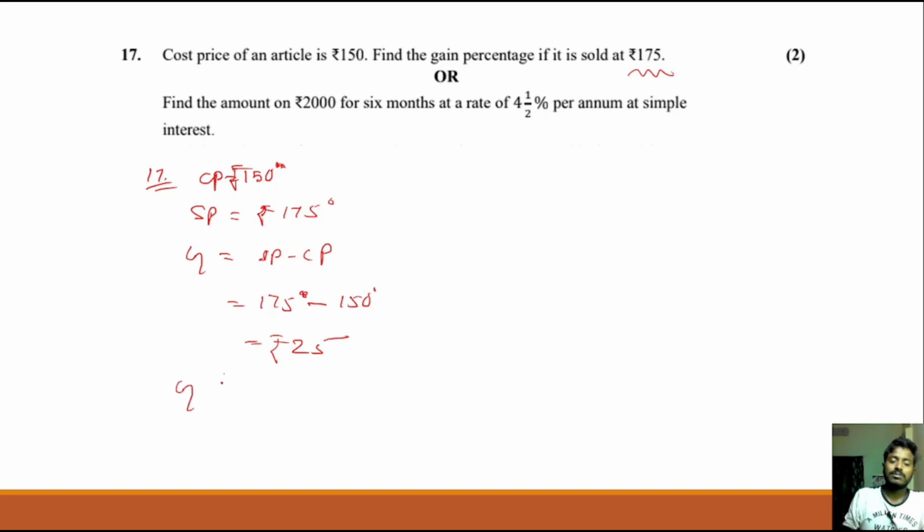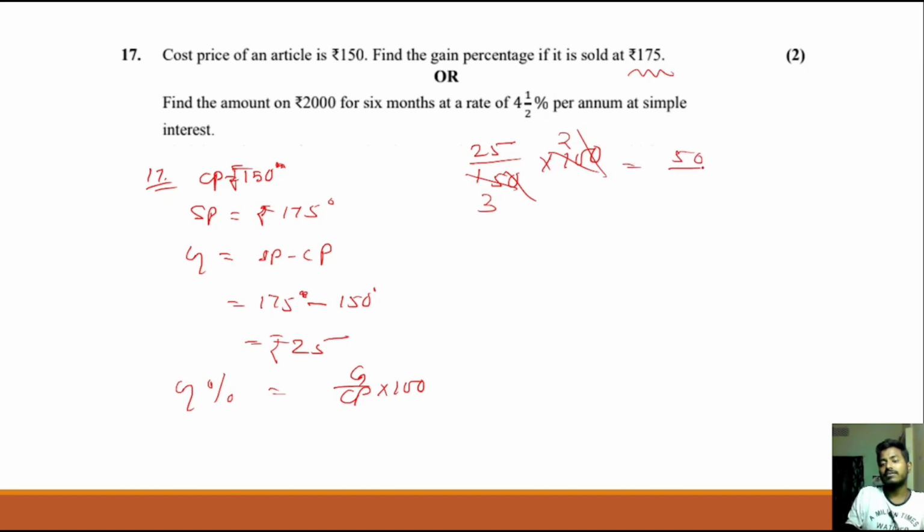So write down the gain percentage. The formula is gain by CP into 100. So gain equal to 25 rupees divided by CP equal to 150, into 100. Zeros cancel, 5 goes into 25 five times and into 150 thirty times, that is 50 divided by 3, which is 16.66 percent.